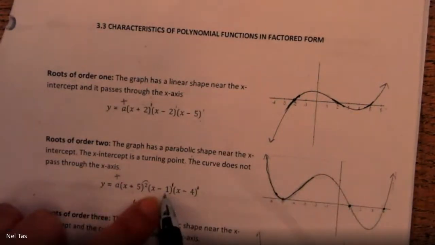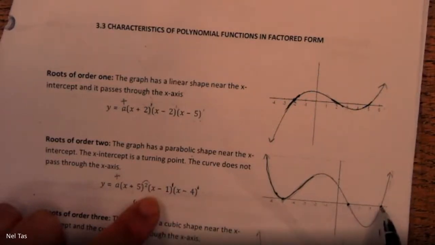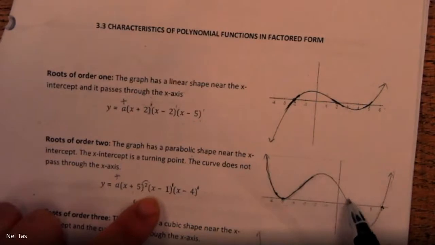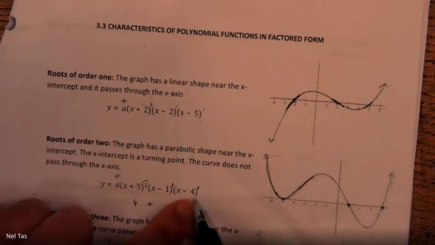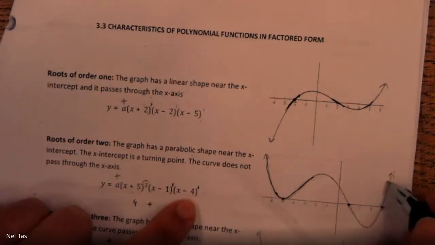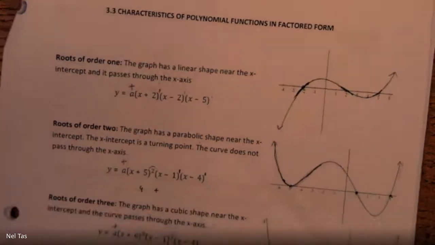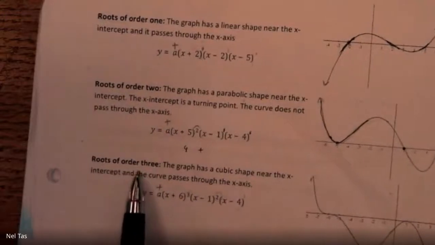Then look at the other two, x equals 1 and x equals 4, the other two x-intercepts. When you reach the next one, order 1, pass through, linear. Then you go to the next x-intercept, again order 1, pass through, and sketch it. Let's look at order 3.